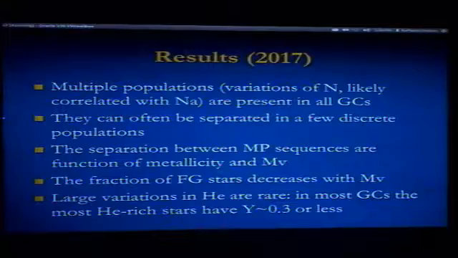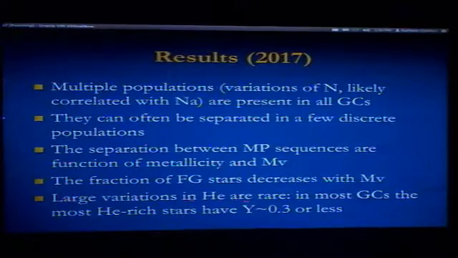The separation between the multiple populations is a function of metallicity and absolute magnitude. The fraction of first generation stars decreases with absolute magnitude. This is slightly different from what we obtained, but notice that in our definition of first generation, it is easy to have some second generation stars end up being counted as first generation. So this is a more precise result that has been obtained now.